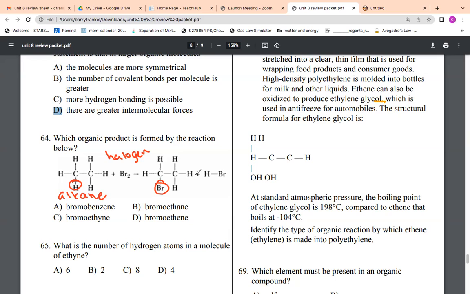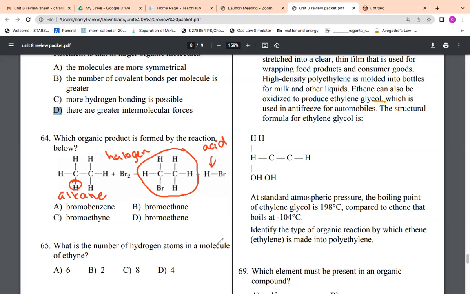Okay. The real question that they're asking us is, what is this thing called? What is the organic product formed? Okay. I know they're not asking about HBr, this acid, because this is not an organic product. This is not organic. It's got no carbon in it. This is organic, and products, again, are always to the right of the arrow. So we want to name this.